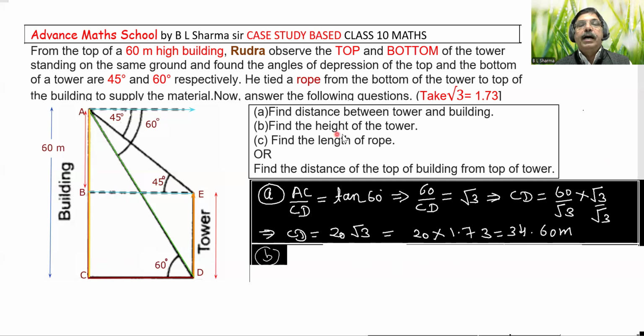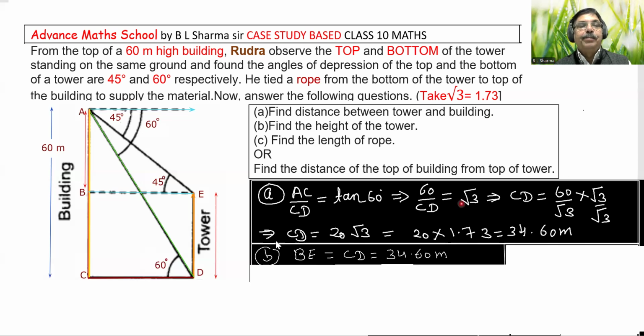Now for part B, the height of the tower. See, the height of the tower is this DE, but DE is equal to BC. We have already calculated this CD, that CD is equal to 34.60 meters. CD is equal to BE, so BE is also 34.60 meters. But here see, this angle is 45 degrees, this angle is 90 degrees, so this angle is also 45 degrees by angle sum property. Means the triangle ABE is an isosceles triangle.